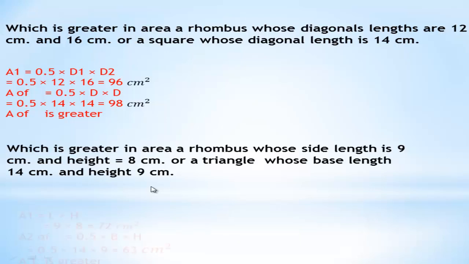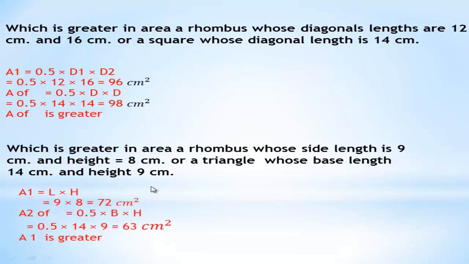Okay, fine. Area 1, the area of rhombus, was length time height, 9 time 8 equals 72 centimeter square. Area 2 was the area of triangle, half time base time height, half time 14 time 9 equals 63 centimeter square. So which area is greater, area 1 the rhombus or area of triangle? The area of rhombus is greater than the triangle.